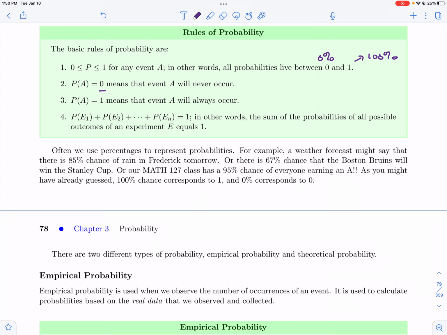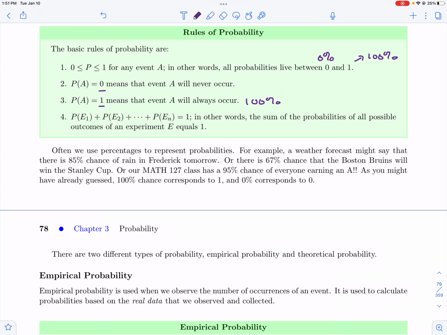So there are no negative numbers and no numbers bigger than 100%, so it always has to live between 0 and 1. The probability of A equaling 0 means that this event can never occur. It's impossible to happen, so there's a 0% chance that it's going to occur. Probability of A equaling 1 means that the event is always going to occur. So again, this means it's 100% probability, so no matter what happens, that event is always going to happen.